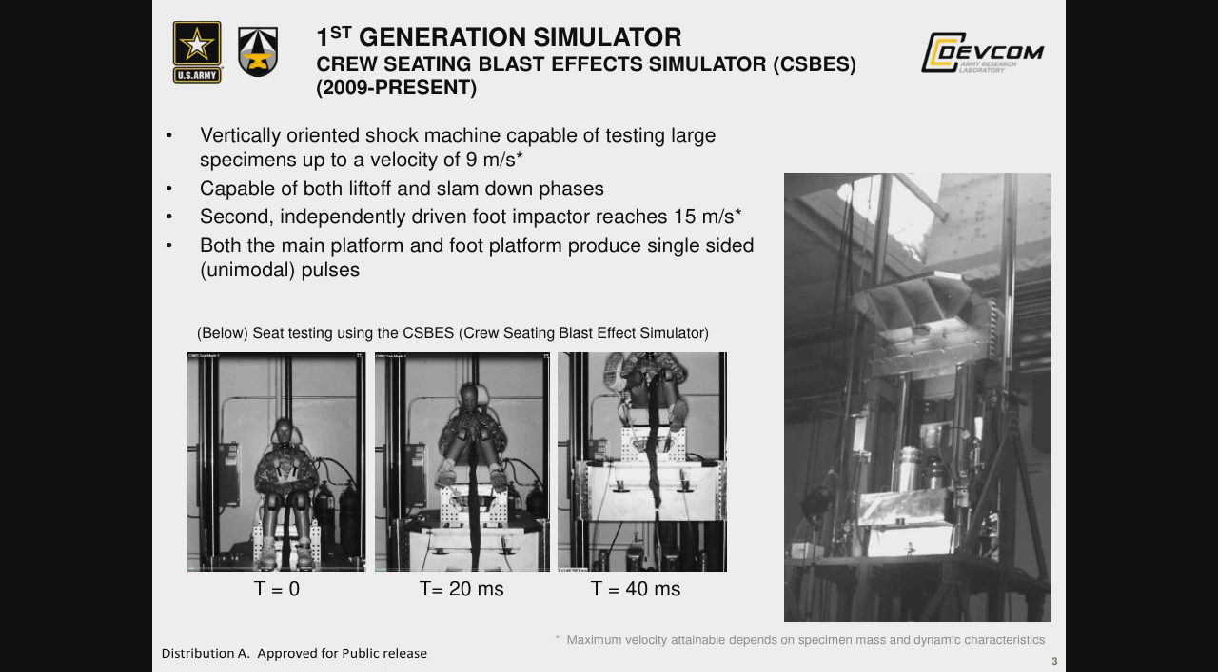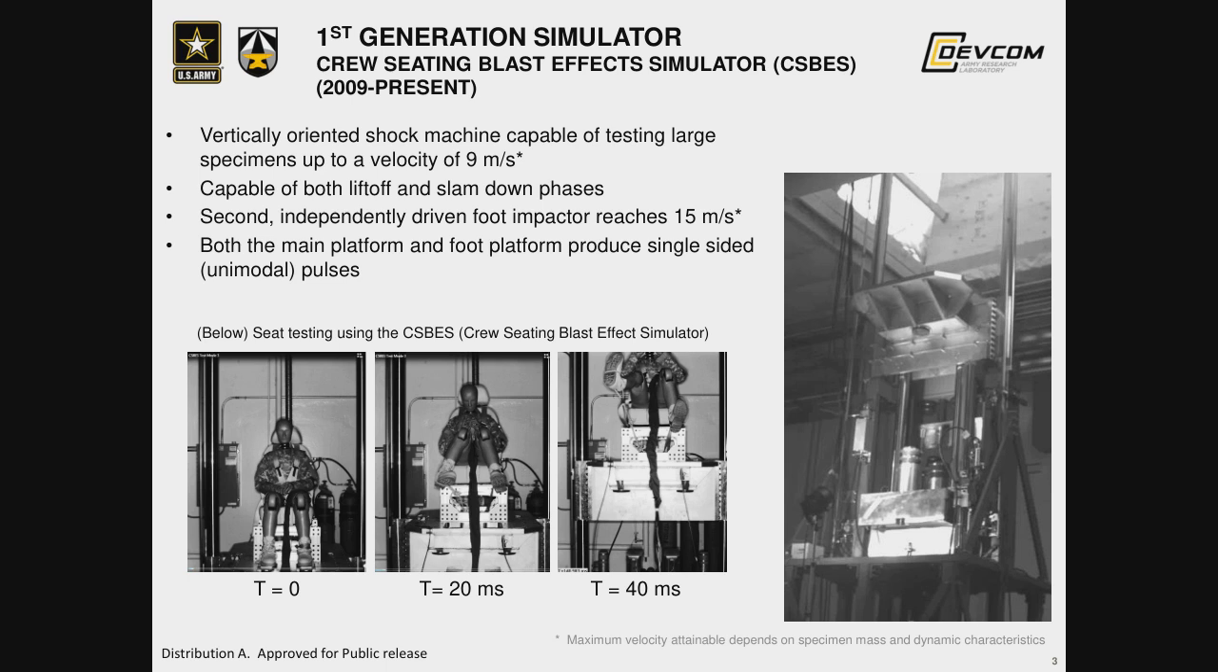We're going to call this first machine that was procured the first generation simulator, also known as the crew seating blast effects simulator, as it was designed to test and develop blast resistant seats. It's vertically oriented, stands about 35 feet tall, and can impart an acceleration to a test article and reach a velocity of about 9 meters per second. It can execute the liftoff, which is the initial upward motion, and also the subsequent slam down effect that would occur as the vehicle returns to ground.